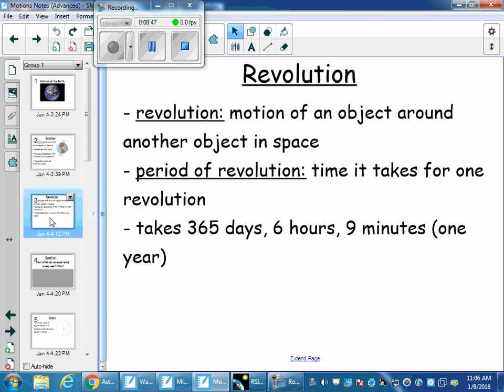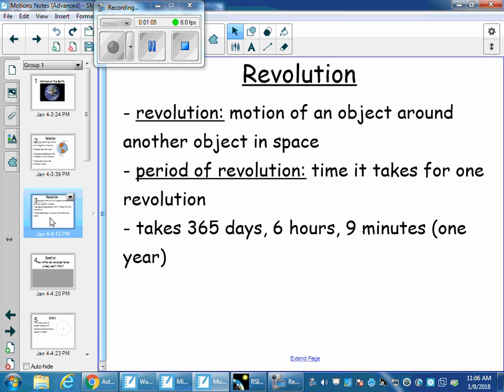Another motion that we're going to talk about here is revolution. Revolution is the motion of an object around another object in space. So this time we're moving around something else. Planets orbit their stars. Okay? Moons orbit or revolve around their planets. The period of revolution is the time it takes for one revolution.